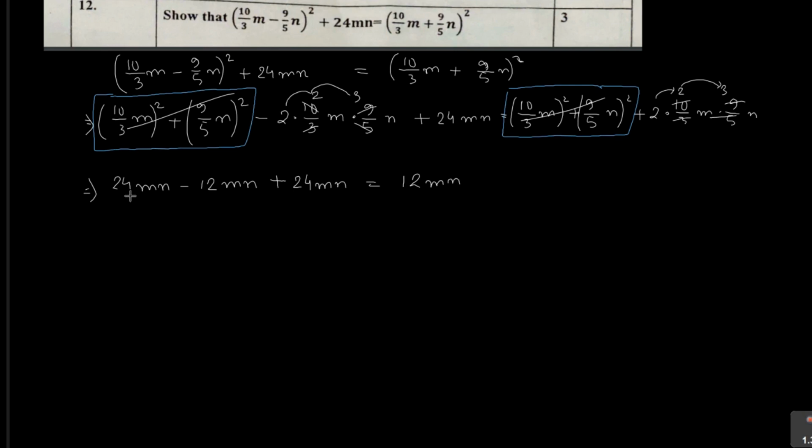Now subtracting, I wrote this 24 mn here only. 24 mn minus 12 mn would give me 12 mn. And on the right side also I have 12 mn. Hence it's proved that both of them are equal, right? Hence proved. That's it. Now moving on to the next question.